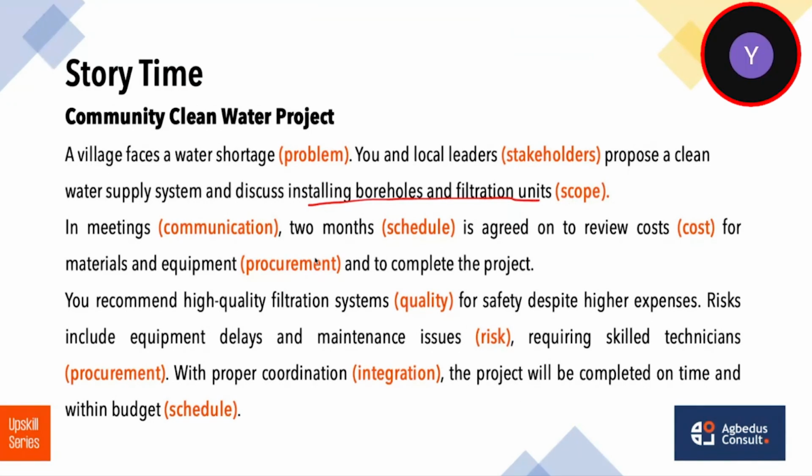Okay. So you can see over here that the scope is to install boreholes and filtering units. Anything beyond boreholes and filtering units is overkill for the project. So you need to understand the scope. If not, somebody will come and say that you guys promised to connect the boreholes directly to our homes, which was not part of the scope. That can be a different project, or you can assign it to a different company.